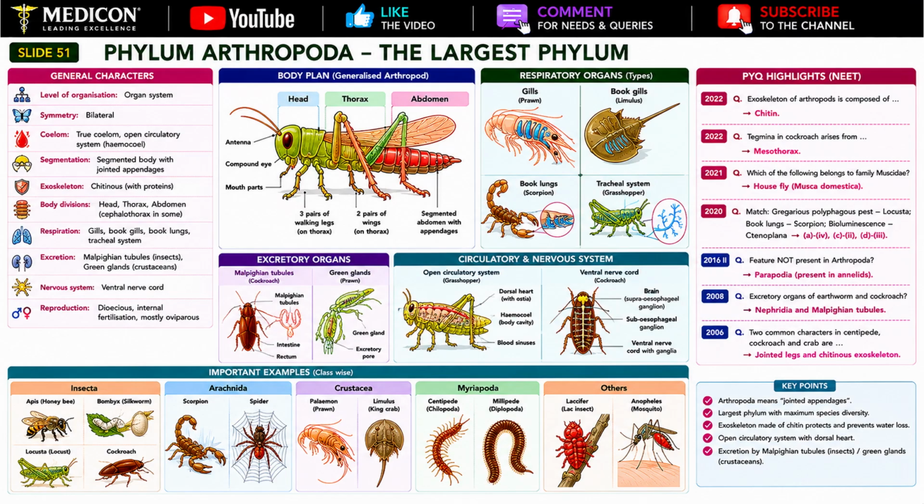Excretory organs in the cockroach are Malpighian tubules, and in prawns they have green glands. Circulatory and nervous system: it has an open circulatory system, a dorsal heart with ostia and a hemocoel, an open body cavity, and blood sinuses. A ventral nerve cord is seen in the cockroach: brain, supraesophageal ganglion and subesophageal ganglion, and ventral nerve cord with ganglia.